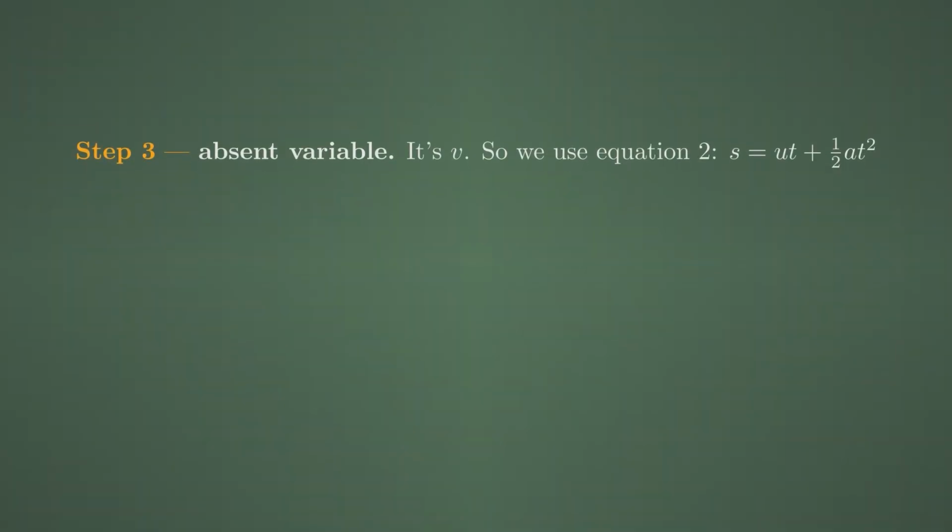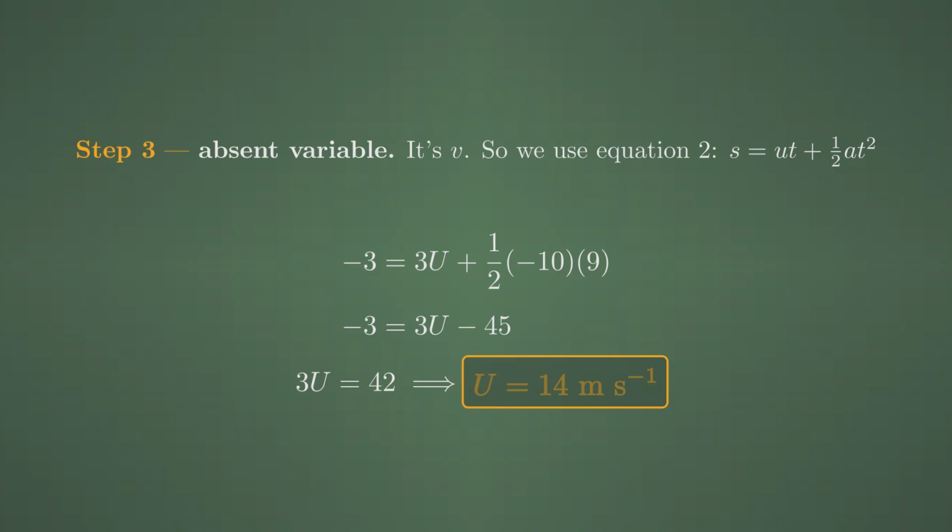So v is obviously the absent variable here. And what do we do with absent variables? Well, we find the equation where v is simply just not included. So that is going to be s is equal to ut plus half at squared. And putting that all together, we get minus 3 is equal to 3u plus half negative 10 times 9, which when simplified, we get 3u is equal to 42, which means that u is equal to 14 meters per second.